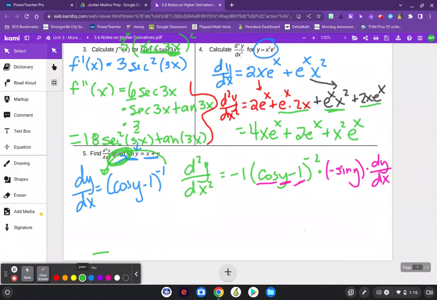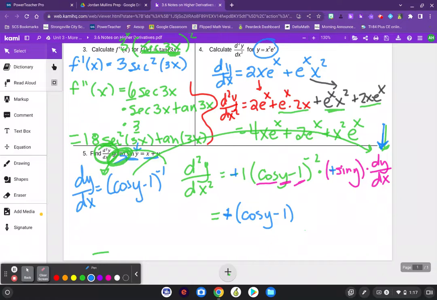Fun. Okay. So that's a real bummer because this has a dy/dx in it. And that's okay because I know what dy/dx is. dy/dx is cosine y minus 1 to the negative 1. And so when we solve these implicit differentiation problems, and I'm asked to find the second derivative, you should end up with something like what I have here, where there's a dy/dx in that second derivative. And that's okay. I'm going to replace. So negative times negative is a positive. I can actually make this whole thing positive.